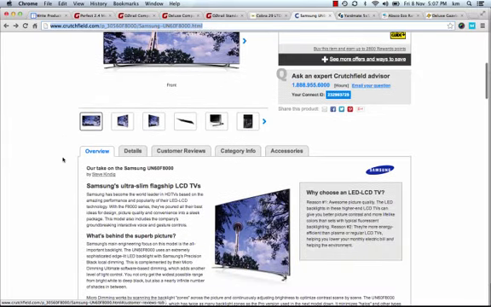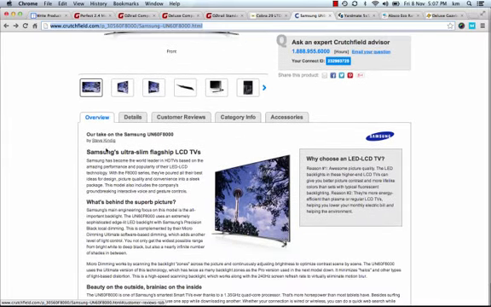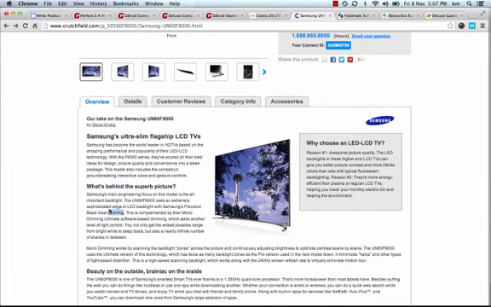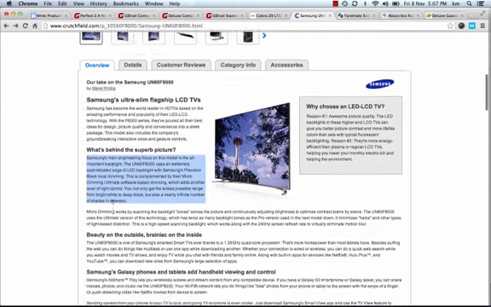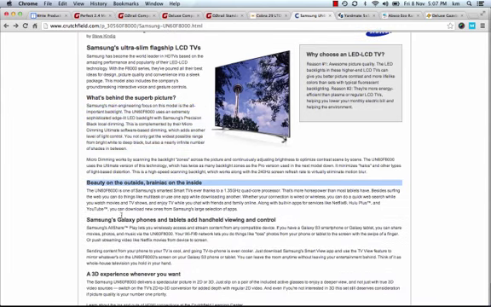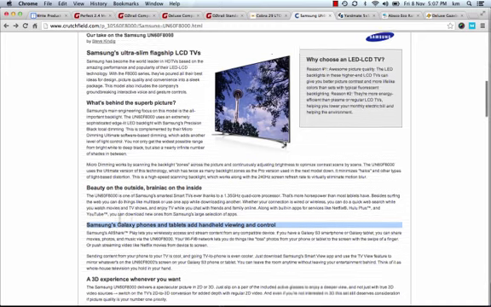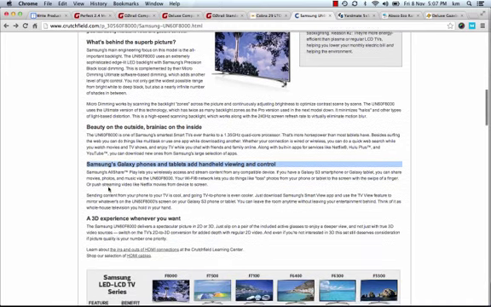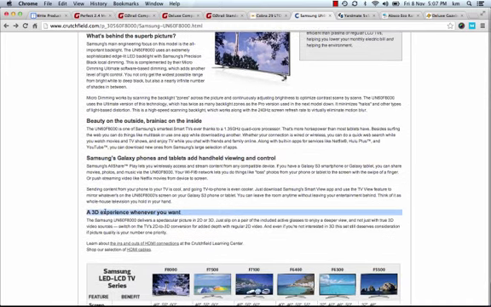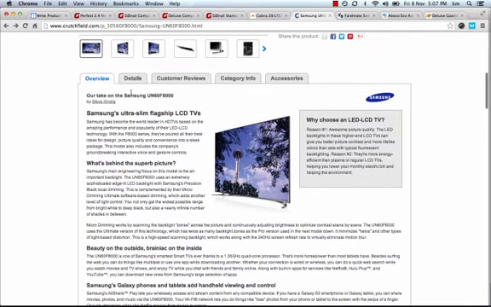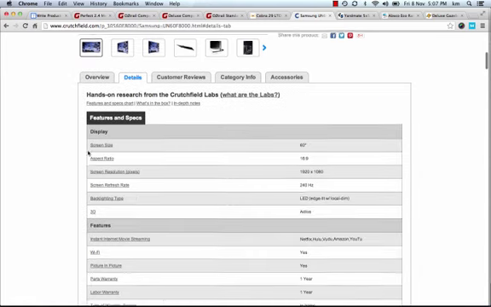These guys here also have a very good product description. So they have these subheadings, and this is obviously a feature that they're promoting. So what's behind the superb picture? Well, these are the technical details behind the superb picture. So these little subsections mean that a lot of content gets put into this product description, but with these subsections dividing it up. So that's really good.